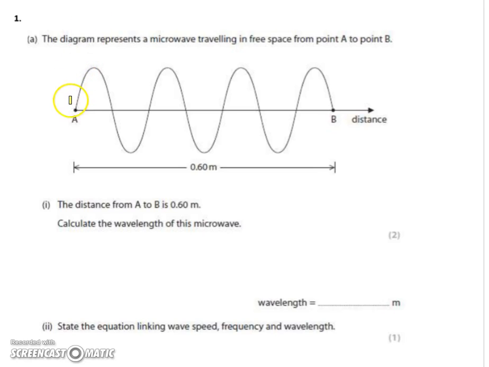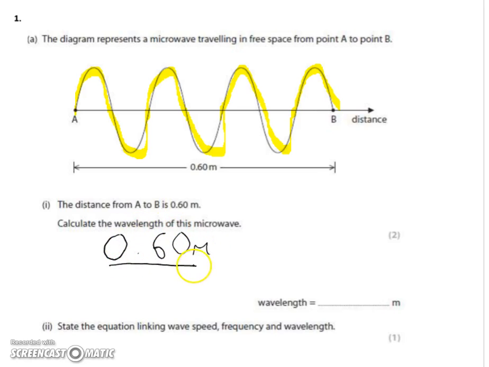Okay, so a complete wave is this. So that's one complete wave. So we've got 2 complete waves, we've got 3 complete waves, and then we've got an extra half as well. So we know then that the total distance is 0.6 meters. Okay, but that is for 3.5 waves.